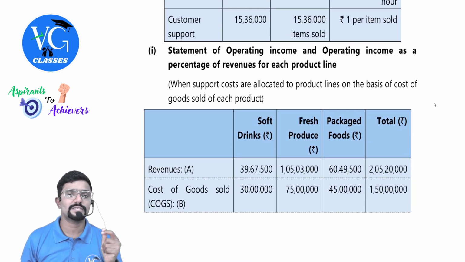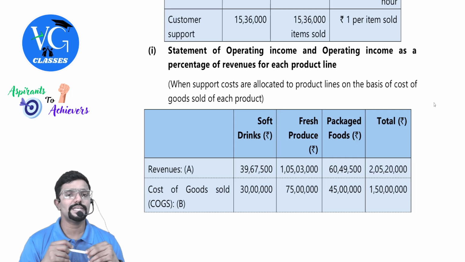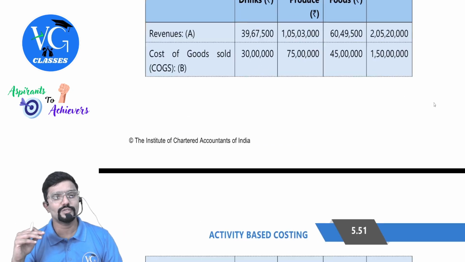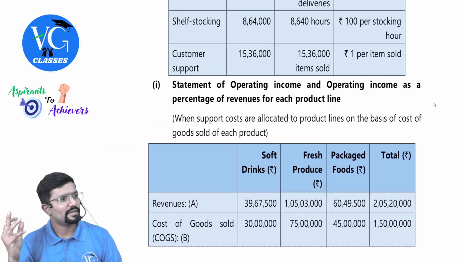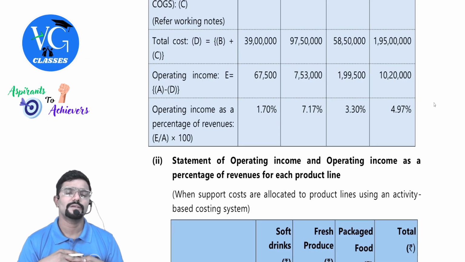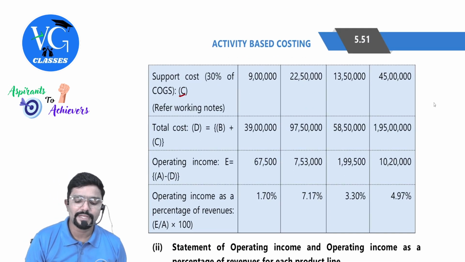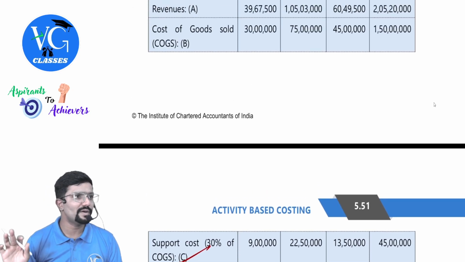Let us go to the first answer. Statement of operating income and operating income as a percentage of revenues for each product line, when support costs are allocated to product lines on the basis of cost of goods sold of each product. Revenues, cost of goods sold is reduced, you will get gross profit. They have not shown gross profit here; straight away they have gone ahead. Better to show gross profit: minus COGS from sales, you will get gross profit. Support costs, they have straight away taken 30% of COGS.